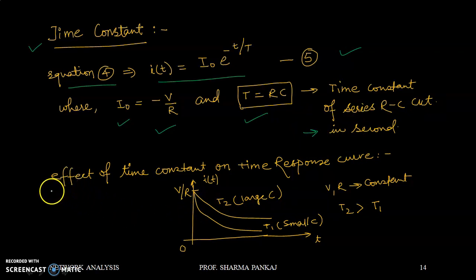Now let us see the effect of time constant on the time response curve. Plot t and plot i(t). This is the maximum value of current at time t equal to 0, that is V by R. V and R are constant and tau 2 is greater than tau 1. The first graph shows tau 2, that is the larger capacitor, and the second one is tau 1 for the smaller capacitor. If you increase the time constant, the curve will be farther away from the x-axis, just like this.